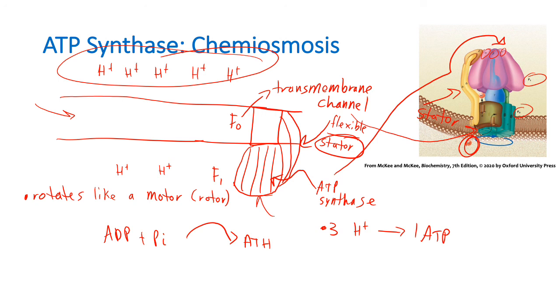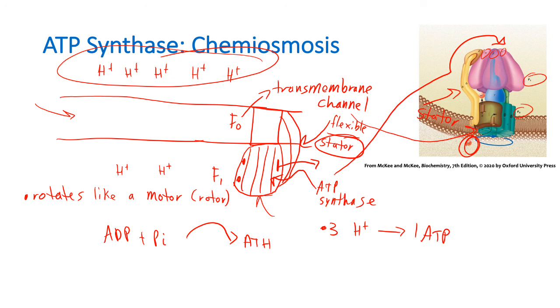You have an F0 and an F1 unit. The F0 is the transmembrane channel hosted in the phospholipid bilayer. The F1 part, called the ATP synthase, is on the matrix side. And it's the ATP synthase region that actually binds your ADP and your phosphate and gives you ATP. And then it leaves and floats around in the matrix to be used wherever it might need to be used at. So hopefully that makes sense.